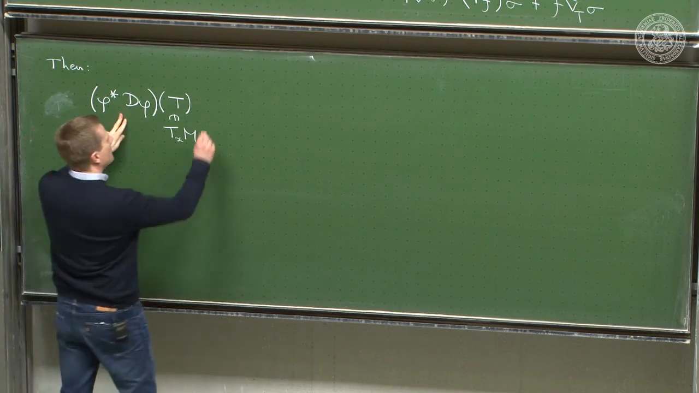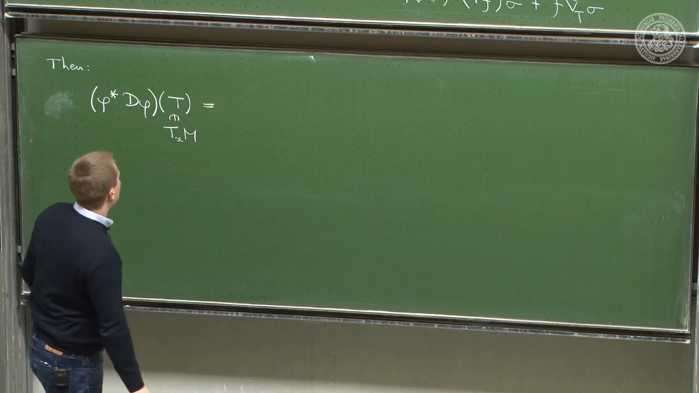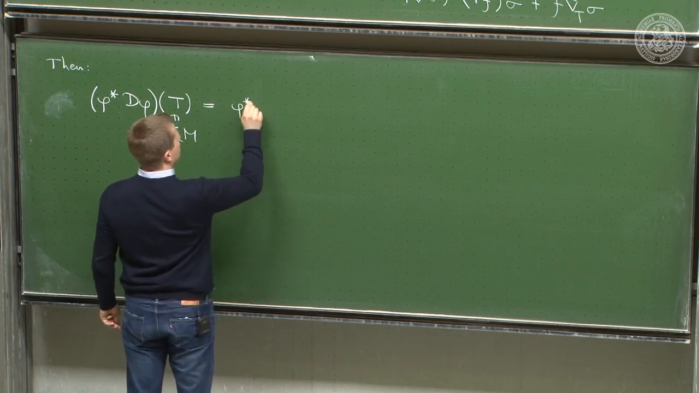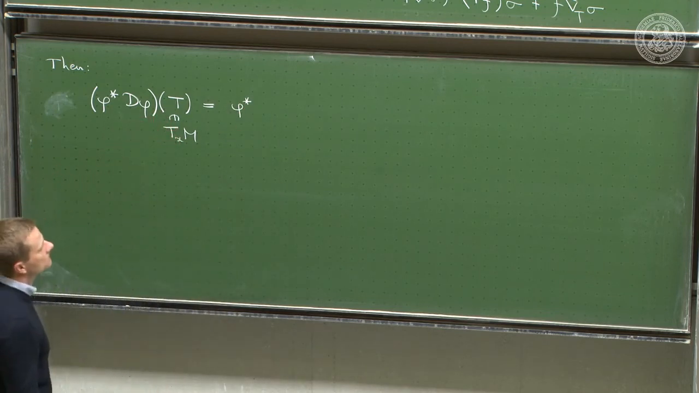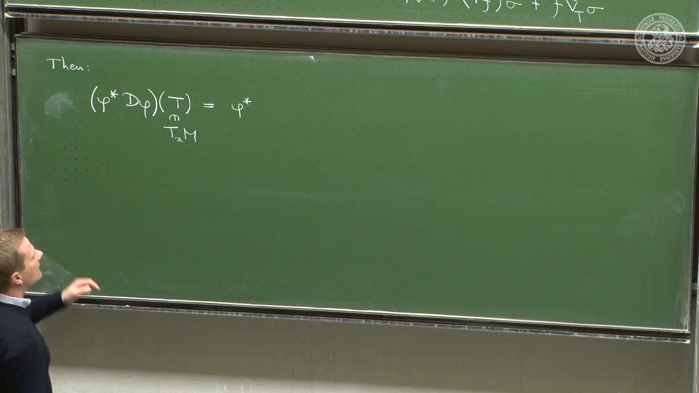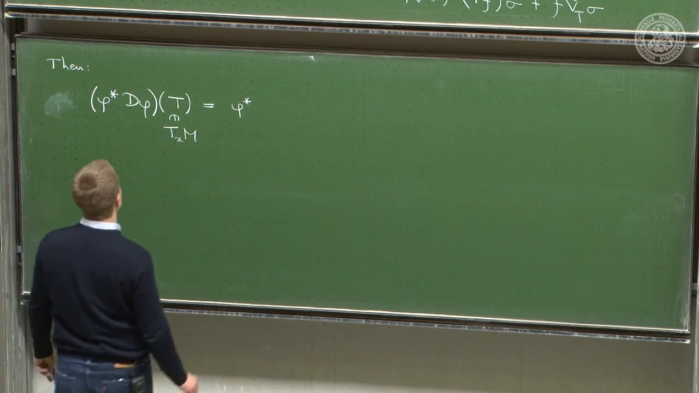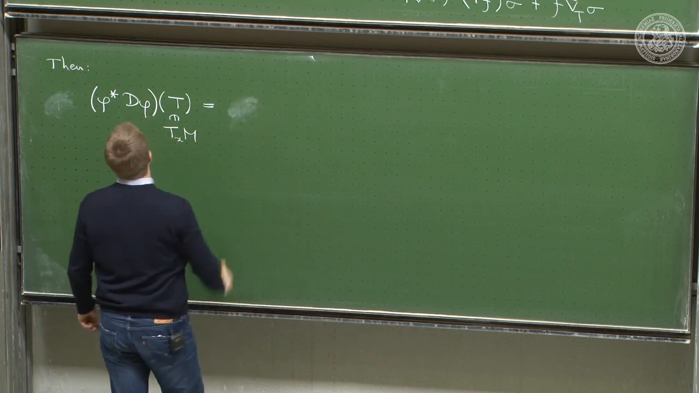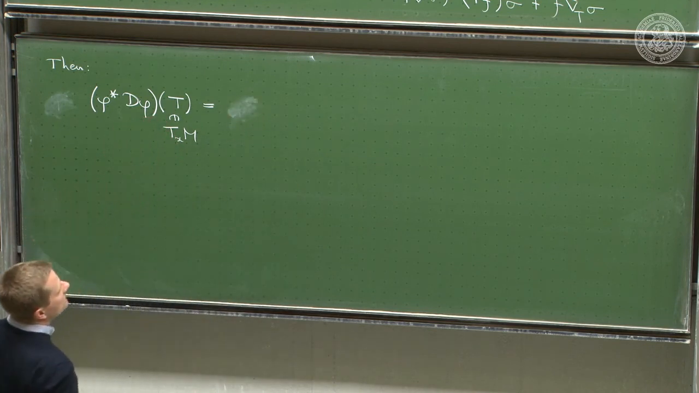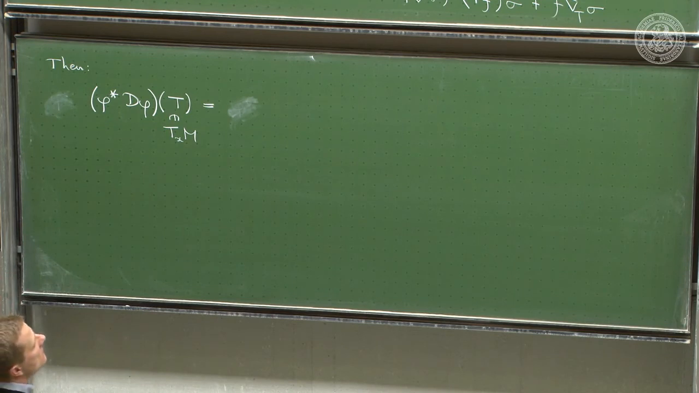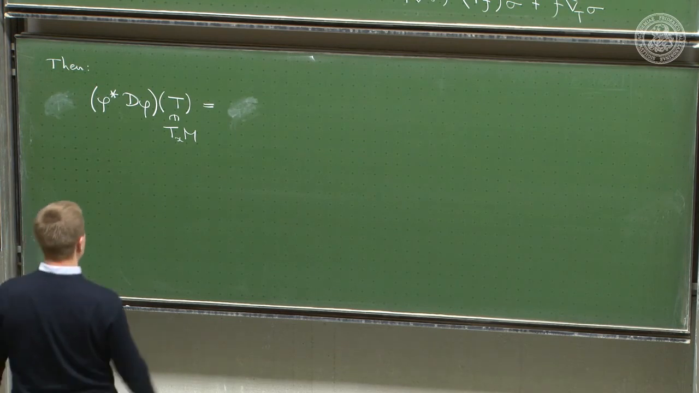What is this? Well, this is obviously the phi star. It's the pullback of the... hang on a second. Can push it forward and then pull it back again. Okay, let me see whether we have to be a bit more careful here. No, that's fine, that's fine. So we can do it like this.